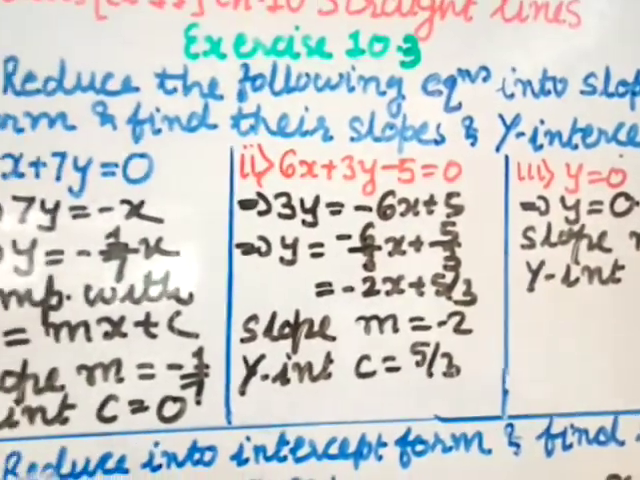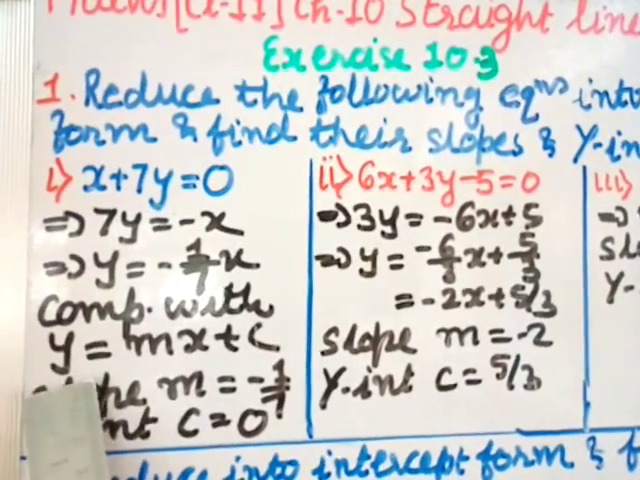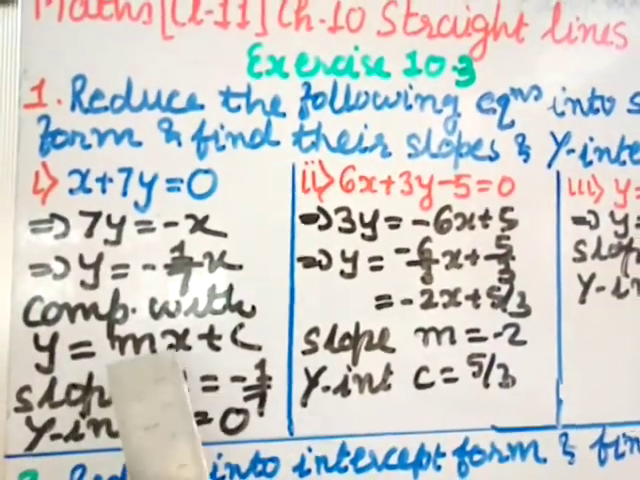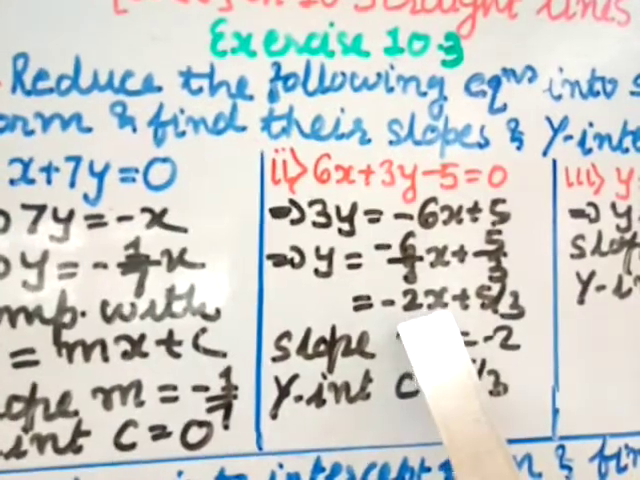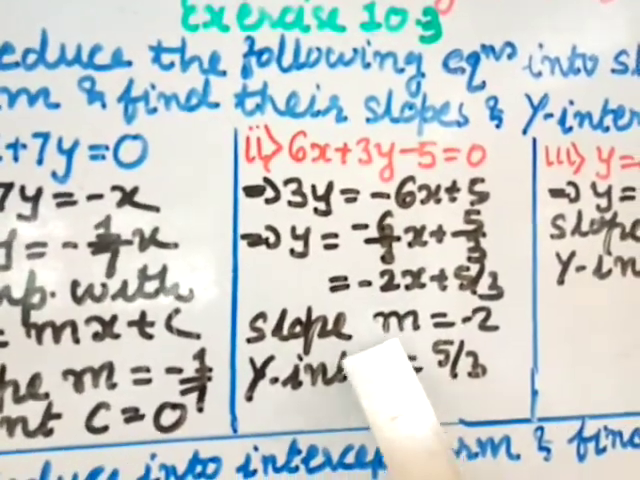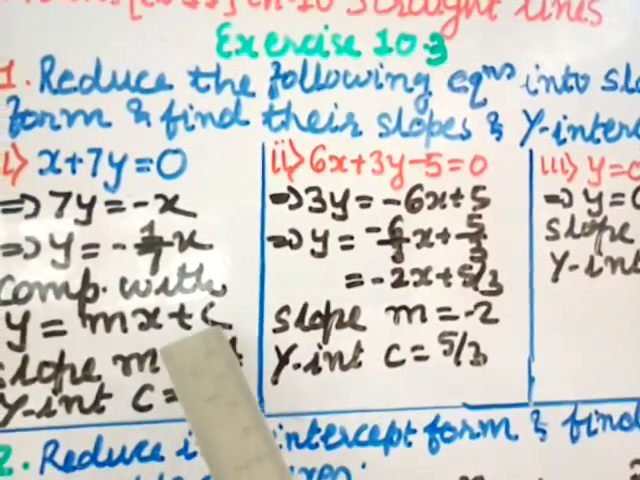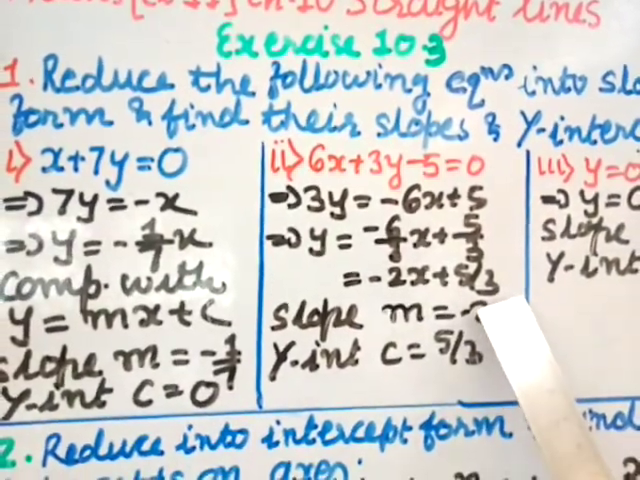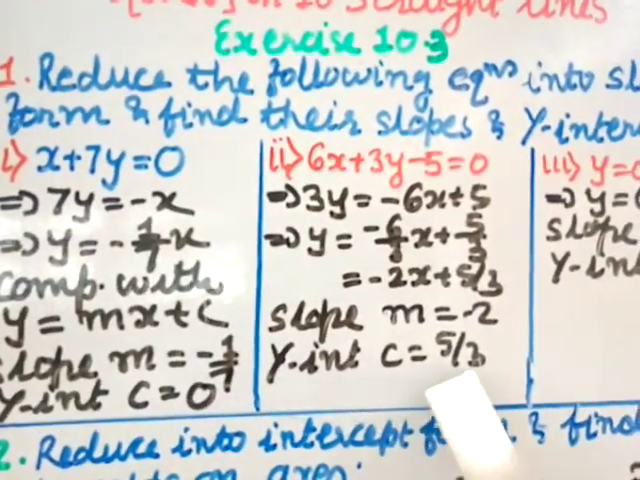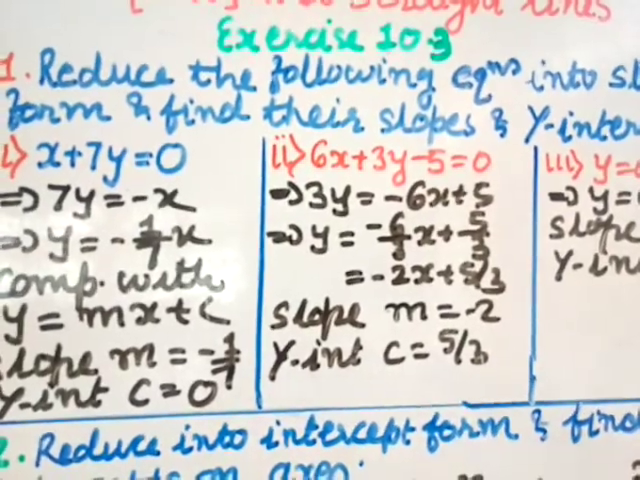Now compare this with the slope-intercept form, that is y is equal to mx plus c. So coefficient of x, that is m. Here x coefficient is minus 2, that is your m value, minus 2, and that is your slope. And y-intercept, that is c value, is 5 by 3.